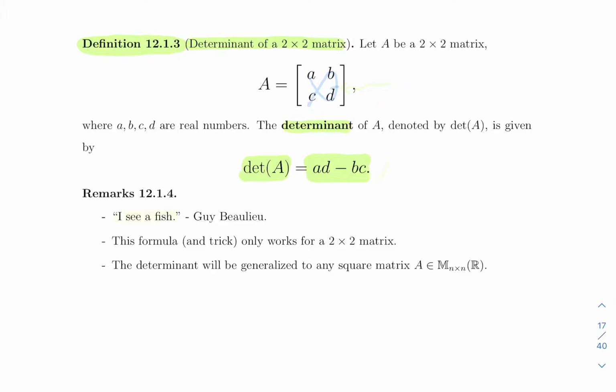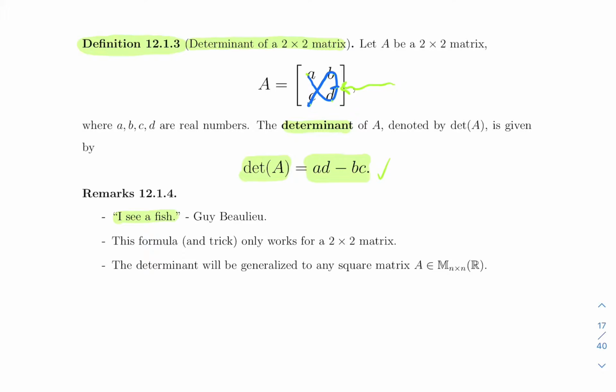So how do you remember this formula? I think the best way to do it is to think about it like Guy Beaulieu. So when he says that he sees a fish, it's very similar to what we did when we were doing cross product computation. So if you draw a fish in there, you can go AD minus BC, and the mouth is basically the minus symbol here. So when you're following the tail of the fish starting at the top left corner, you're going A times D minus, through the mouth, B times C, and that's your formula.